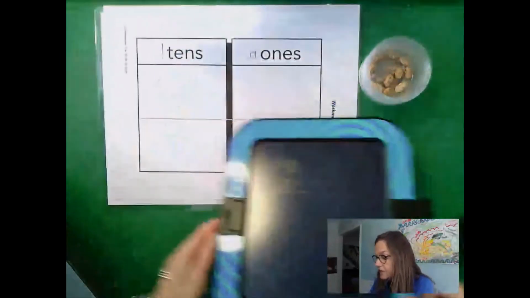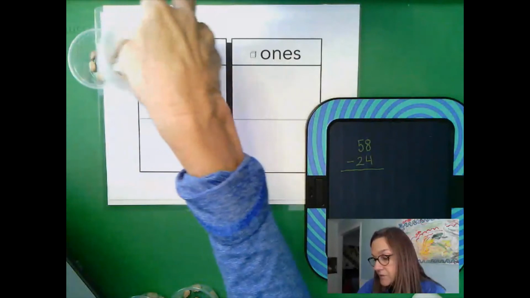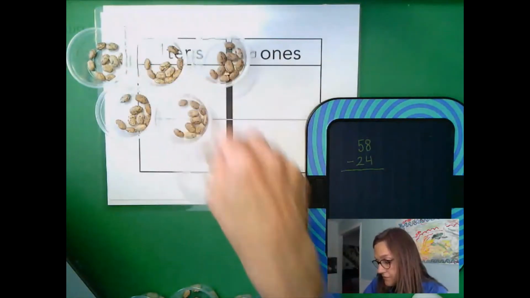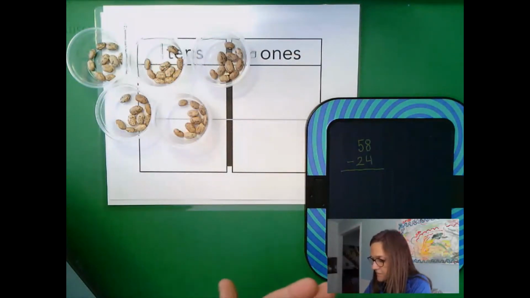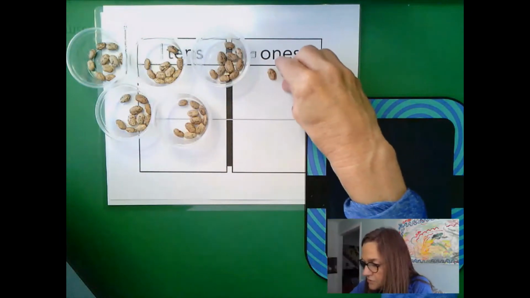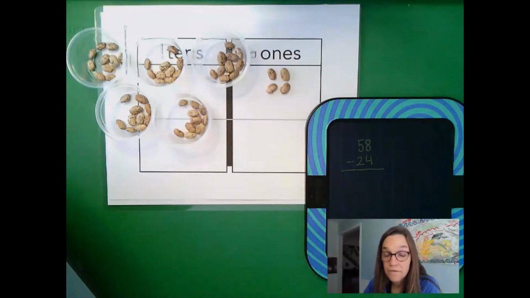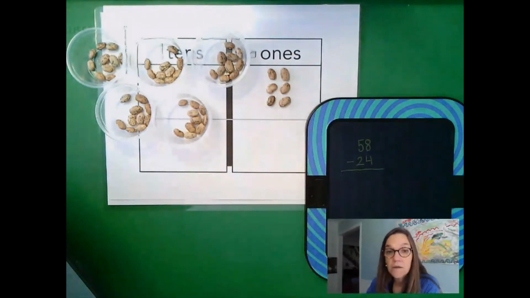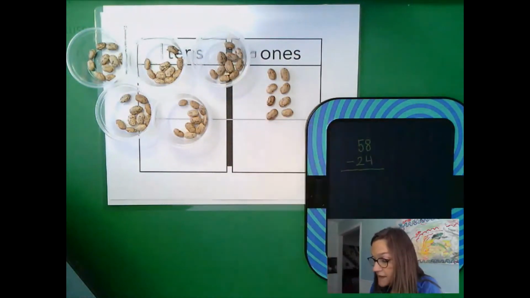All right, let's build 58 to start with. That's what we have to do. We have to start with our 58. 10, 20, 30, 40, 50, 52, 54, 56, and 58. Okay, there's our 58.